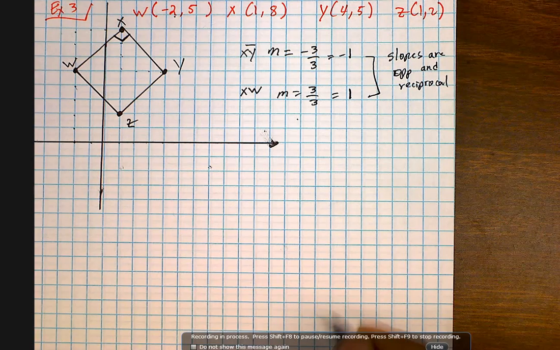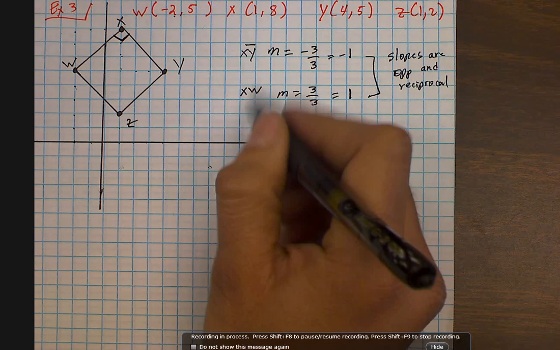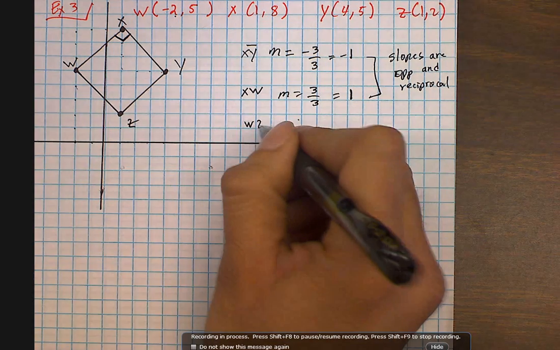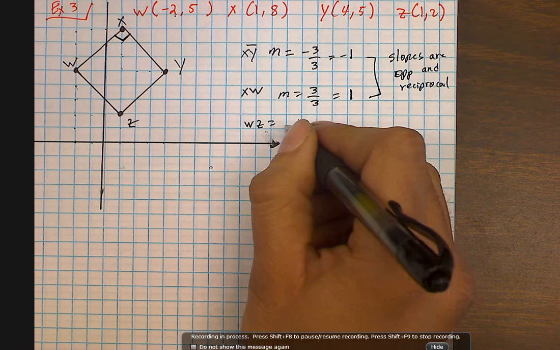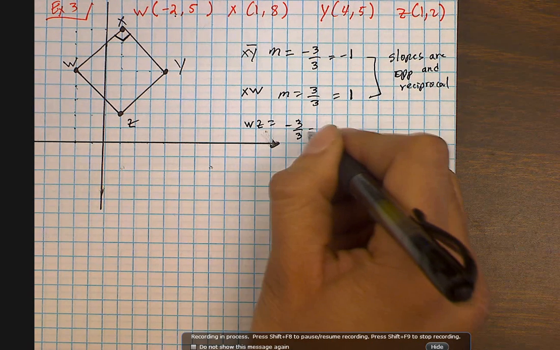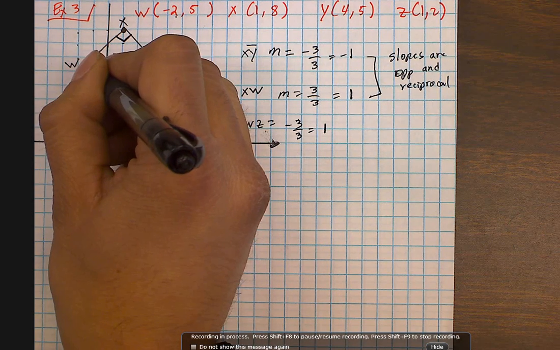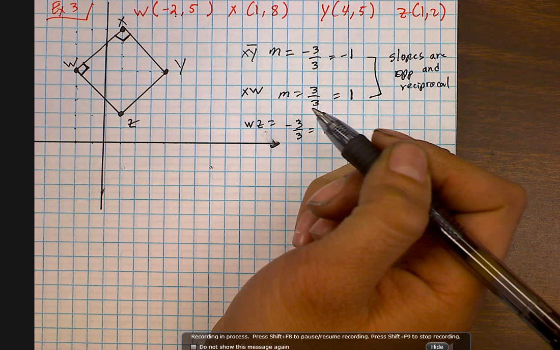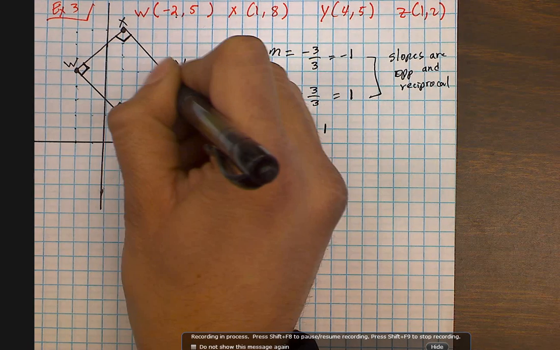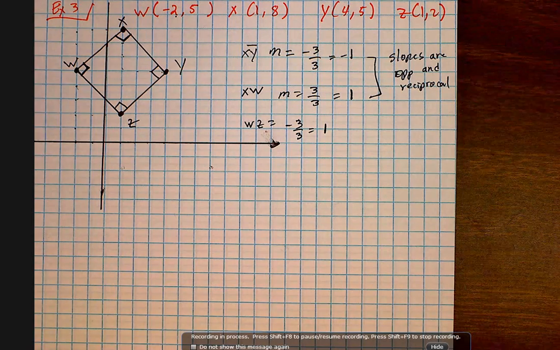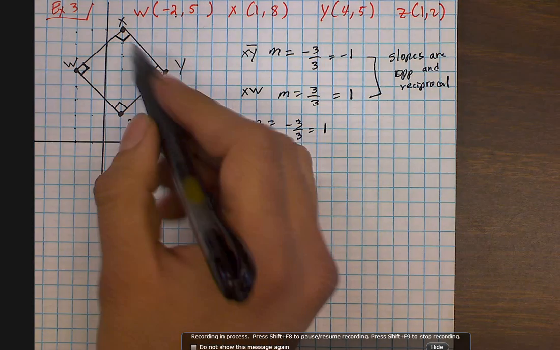So let's see if it is true for another one. Let's find the slope for WZ. So you go down 1, 2, 3, over 1, 2, 3. So that is negative 3 over 3, which is 1. So that means this one right here is also a right angle. And if you keep doing it, you're going to notice that every angle is going to be a right angle. So now, using the Pythagorean theorem, you're going to find the length of all of them.